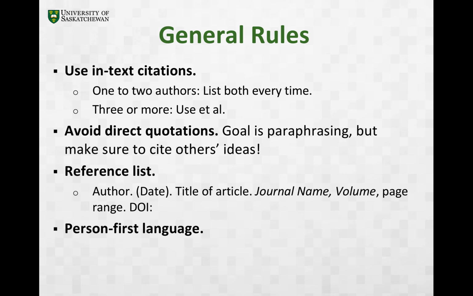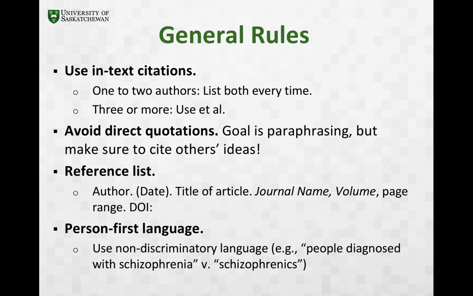Now, another important thing just to mention here is that APA really stresses using person-first language. So what that means is we want to use non-discriminatory language whenever possible. So we talk, for example, of people who are diagnosed with schizophrenia versus saying, 300 schizophrenics were in my sample. Okay, so we want to use language where we're putting the person first and not pointing out necessarily disability or mental disorder or any kind of pathological thing first. Okay, so when we're writing, we want to make sure that we're writing in a non-discriminatory fashion.